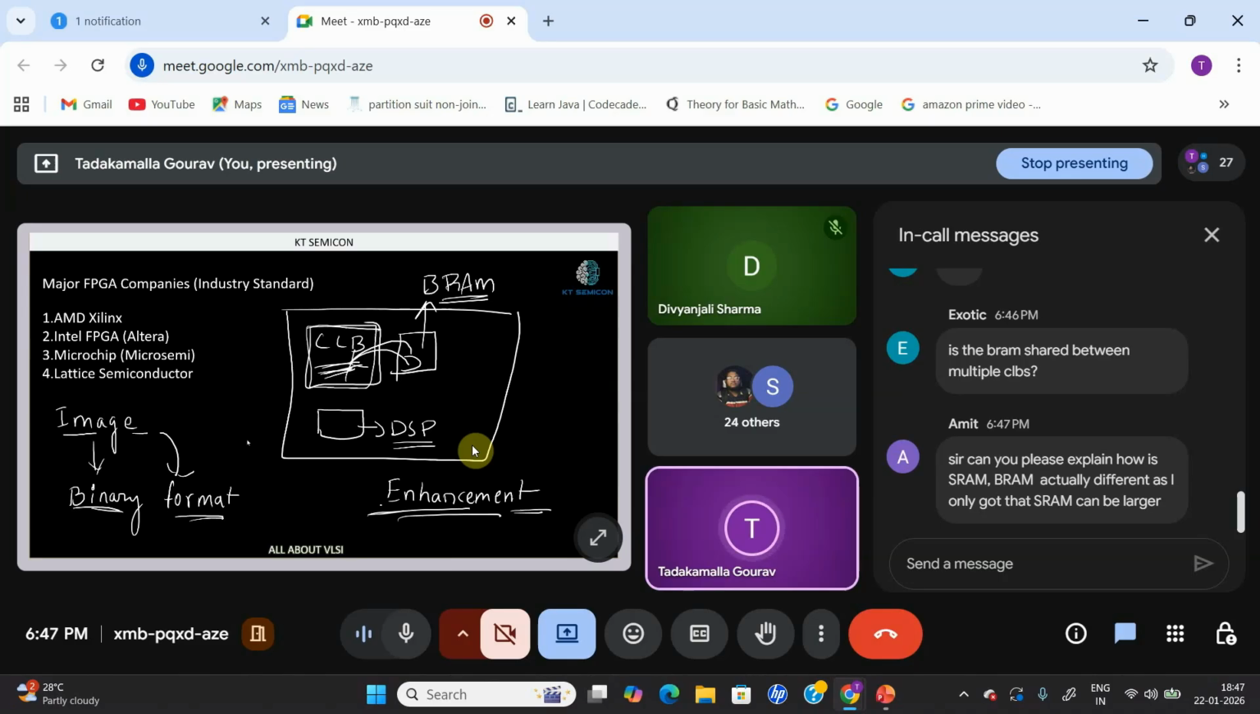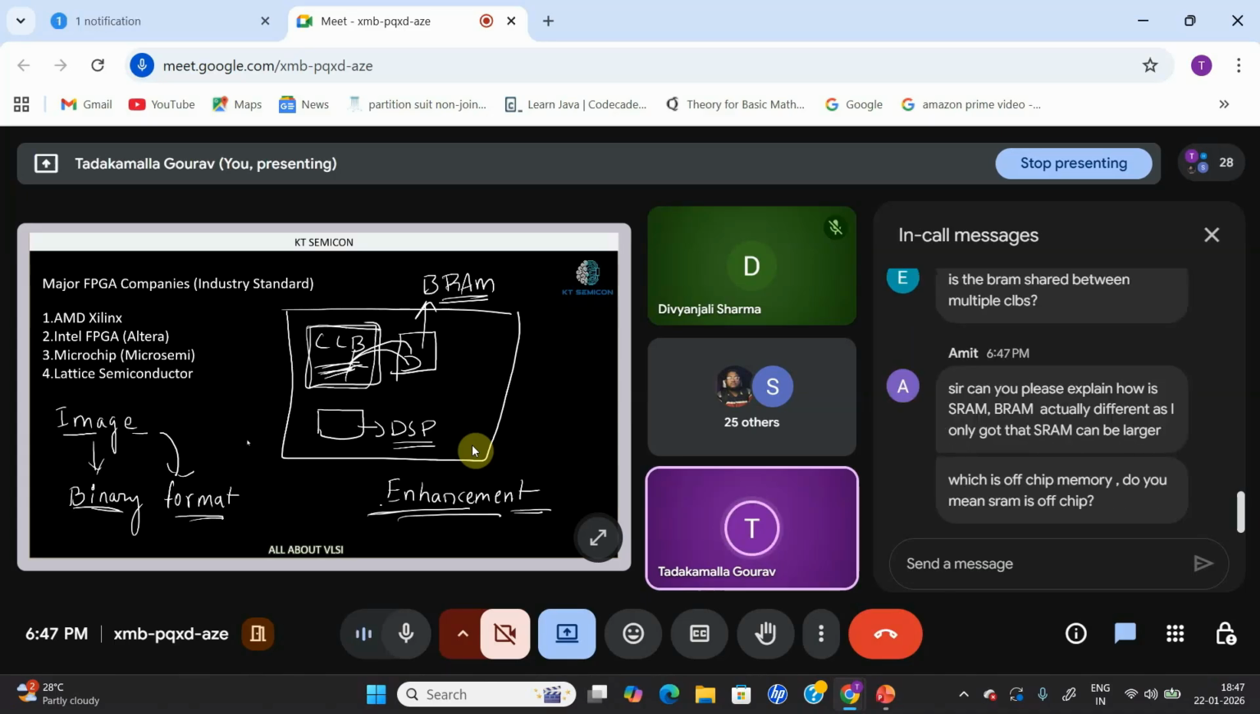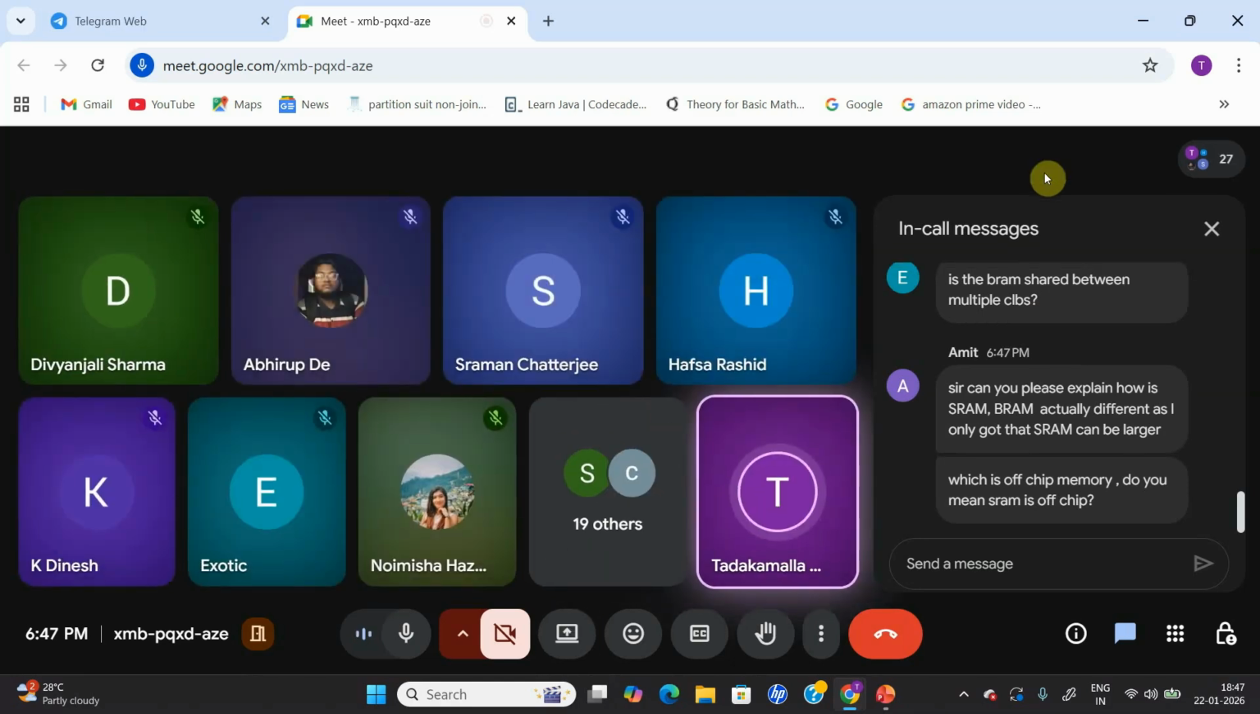We haven't yet started talking about off-chip memory. We are still talking about on-chip memory. So don't get confused between SRAM and BRAM. The off-chip memory is present in the next slides, when we are going to take a case study also. We are going to take a project, and for that project, how exactly you are going to store the data, where exactly configuration data is stored, where your actual data is stored, or where the input vectors for your design are stored. Everything we are going to take. Which is off-chip memory? Do you mean SRAM is off-chip memory? Yes, exactly. I will show you one picture then.